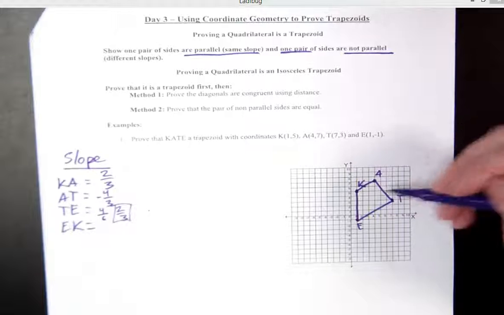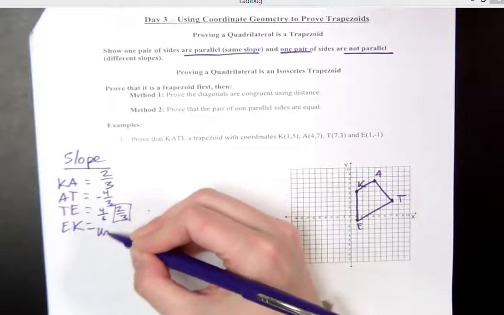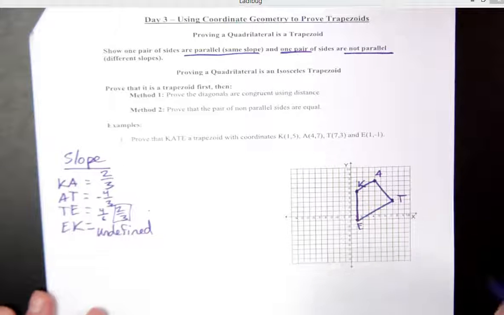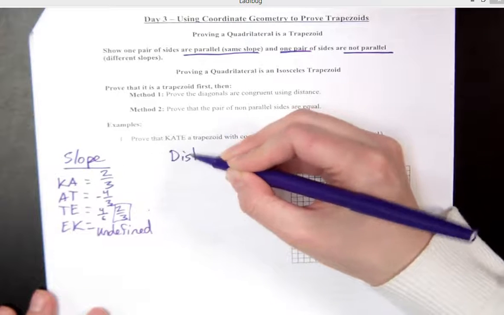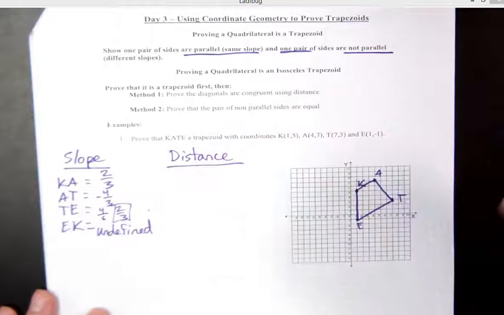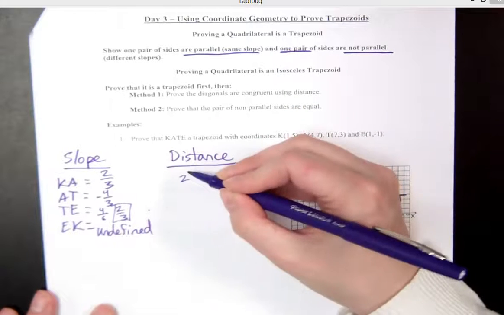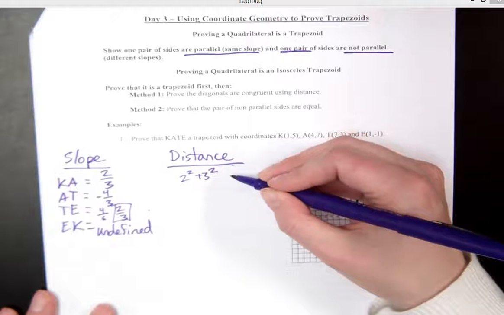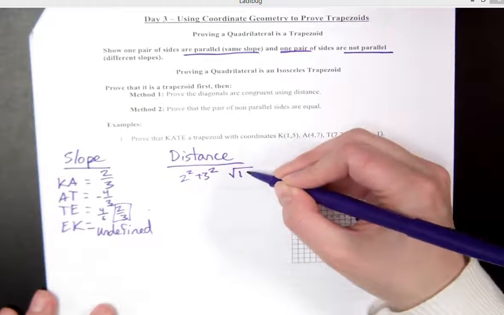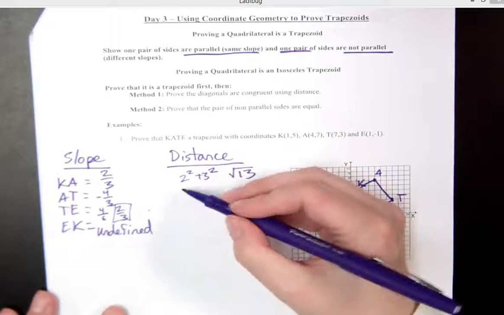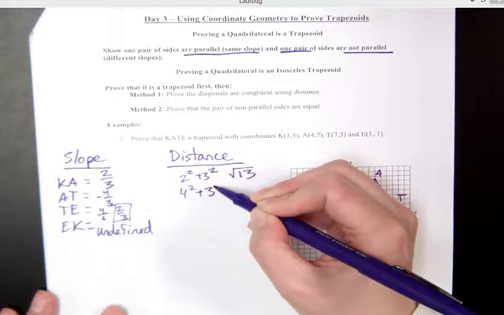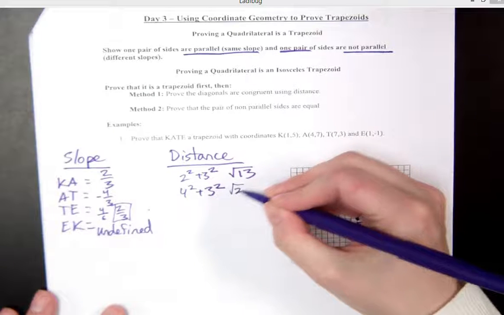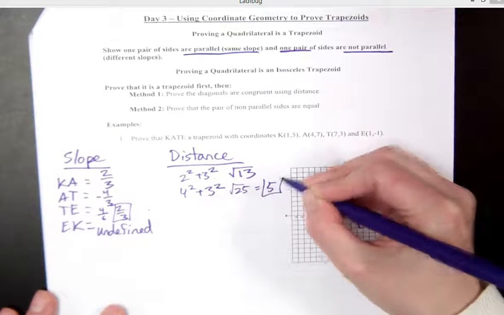And then what do we call EK? Undefined. So now let's go ahead and add in our distance. And so 2/3 would be our 2 squared plus 3 squared, which gives me square root of 13, right? And then 4 squared plus 3 squared, you guys know that one? Anyone have that one memorized? 25, square root of 25, which is 5.